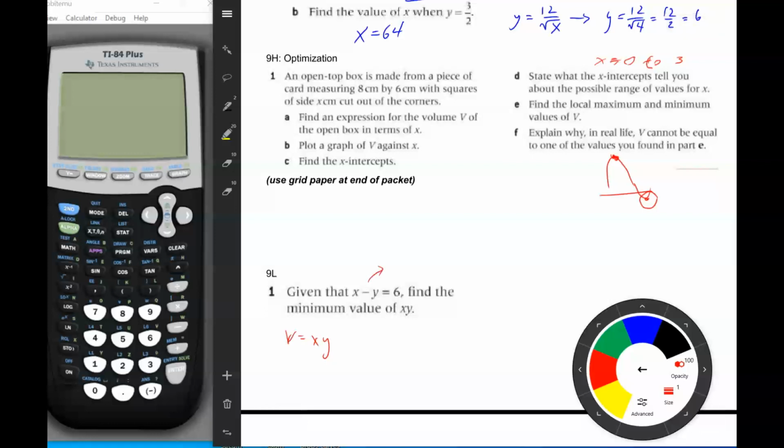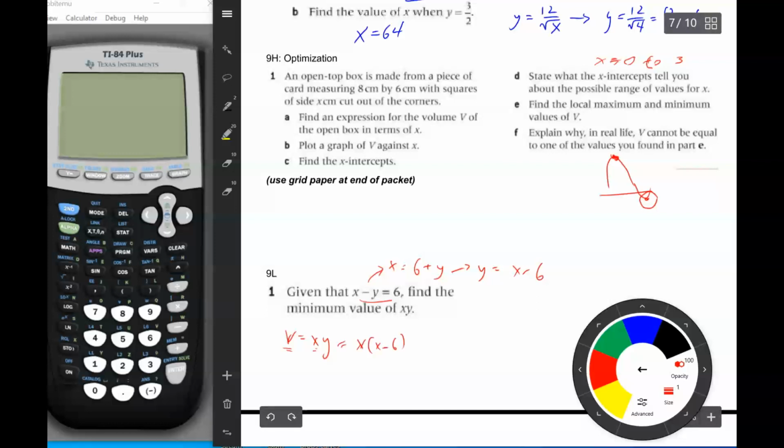That's how we can make it so that only v is on the left and only x is on the right. We can replace y with an expression from this constraint equation. So let's solve for x, for example. That'll give us x equals 6 plus y, right? But I want something to replace y. So what I'm going to do is I'm going to solve for y. So that y value is equal to x minus 6. So I'm going to put x minus 6 in for y. So that'll give me x times x minus 6.